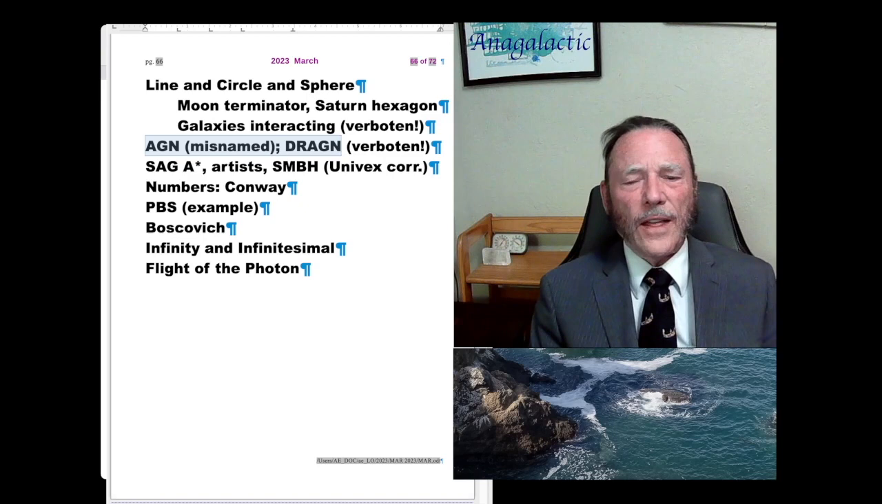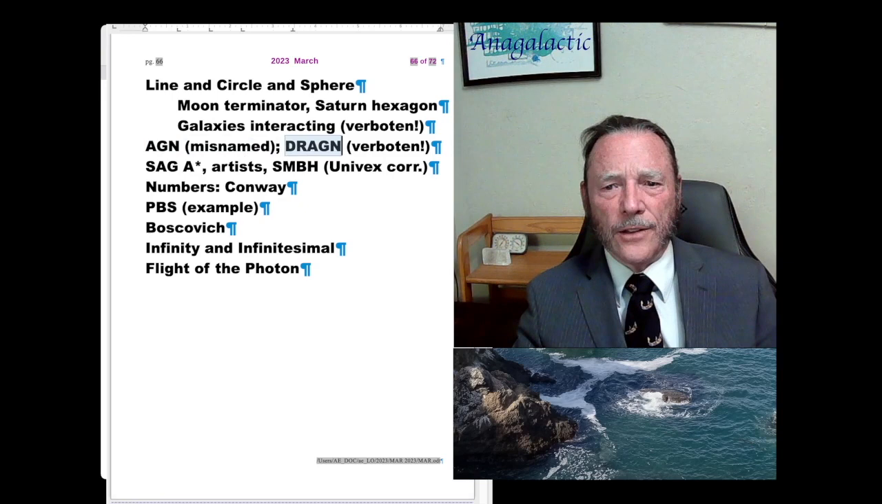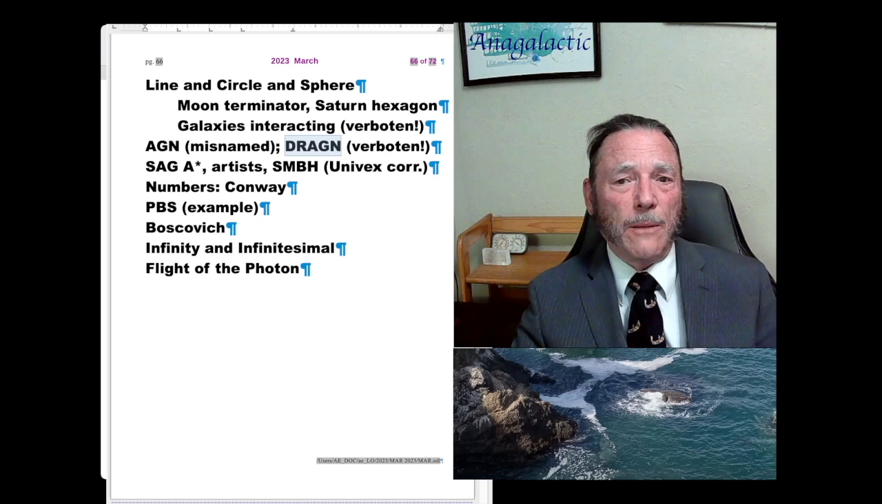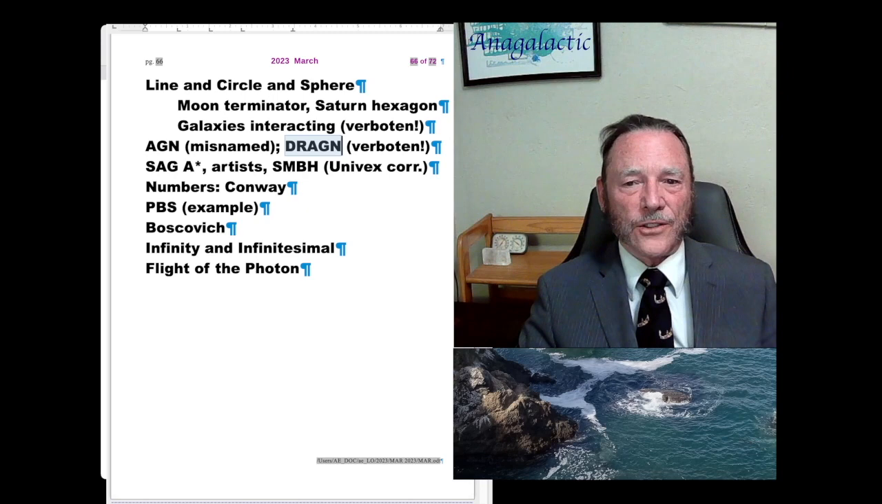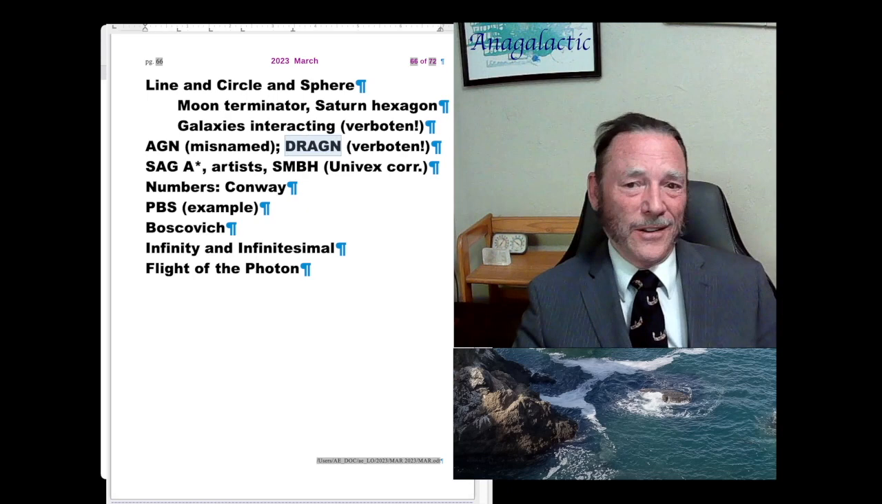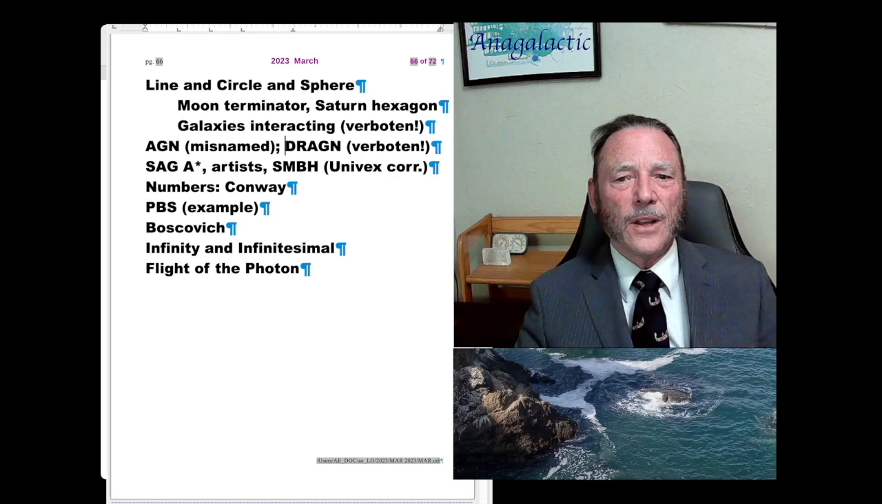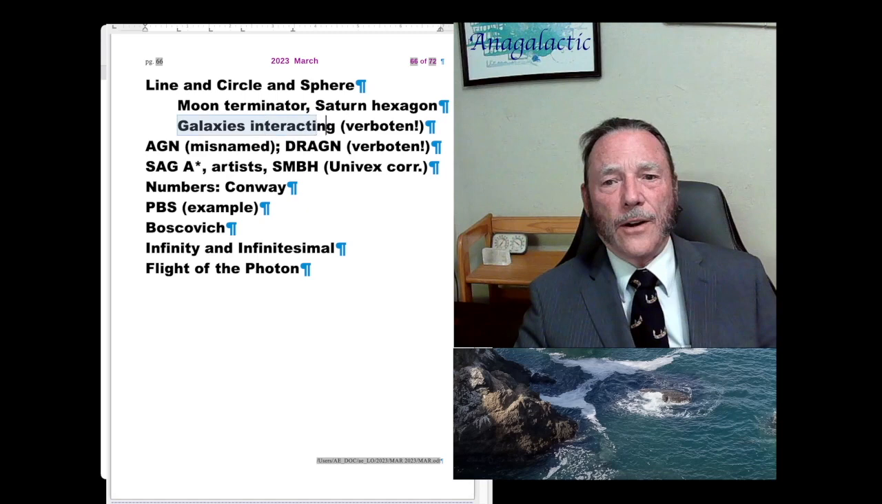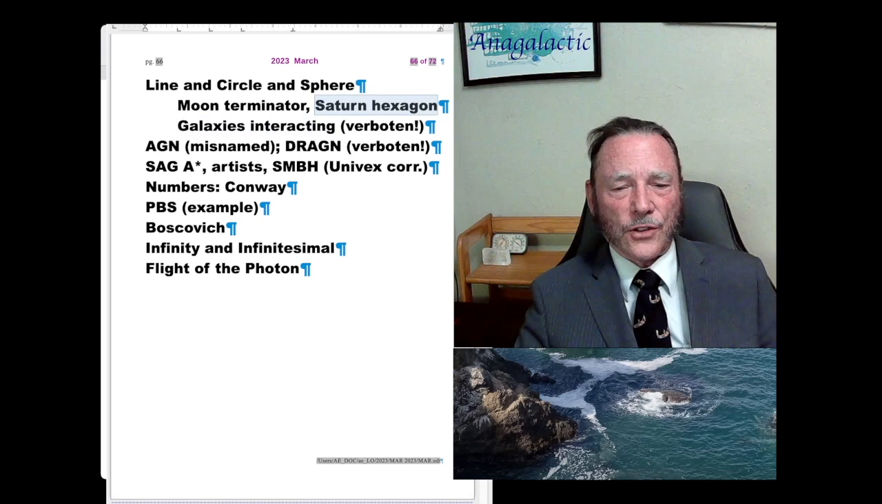That's a misnomer. And this term here, dragon, I'm an expert on dragons. If you type that in and try to get a couple of photographs, maybe, of what I mean, because it's something astrophysical, you'll get pictures of dragons. This is a double radio-lobed active galactic nucleus. It's one of the most amazing things you'll ever see, except for the interacting galaxies and the hexagon on Saturn, and anything else that you find in the sky is well beyond anything you're going to find on Earth.